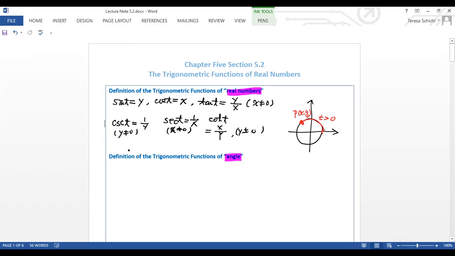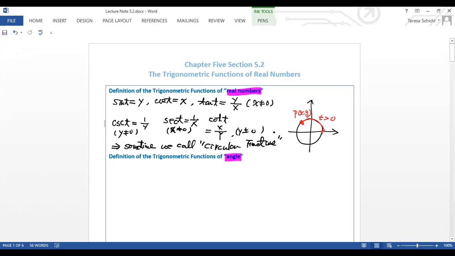Because they were defined using the unit circle concept, sometimes we call those trig functions the circular functions, because they're based on the unit circle concept. So now you say, okay, this is based on the terminal point.